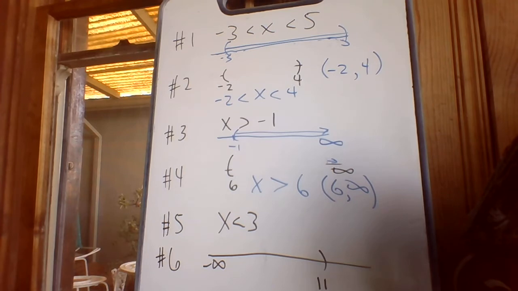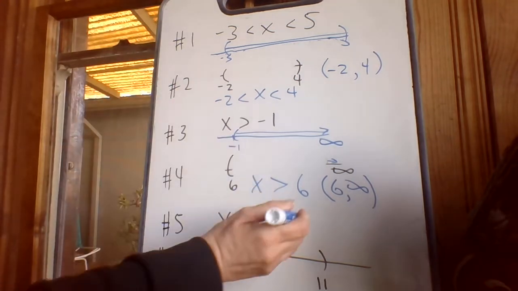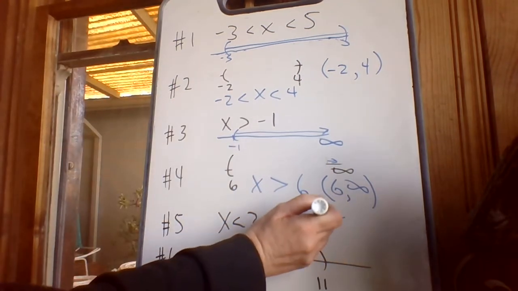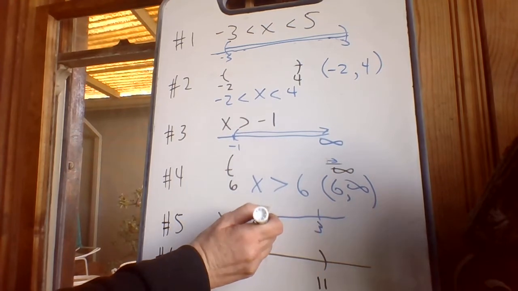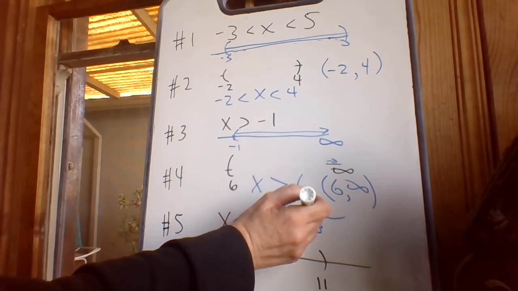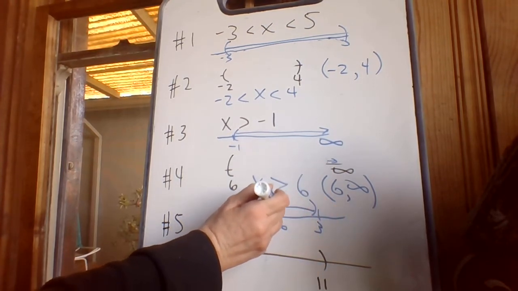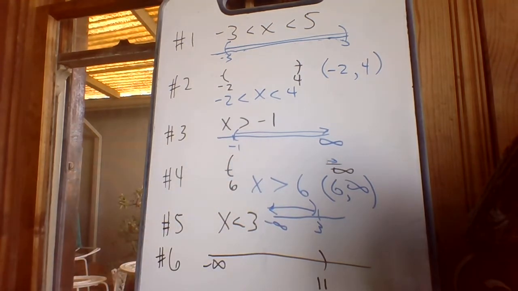X less than 3. All right, now we're starting to get the hang of it. Less than is all the stuff to the left. So here's 3. This is negative infinity over here. So that would be all the stuff all the way down to negative infinity. That stuff that's less than 3. Okay, negative infinities always go on the left. Positive infinities always go on the right.